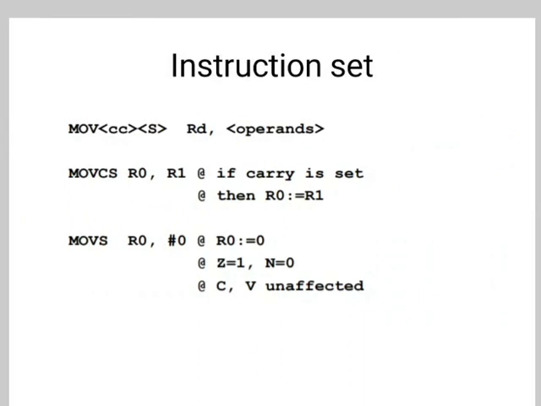So instruction set, next we will see the instruction set. Now here some instructions are given: MOV{cc} Rd, operand. MOVCS R0, R1: if carry is set, then R0 is equal to R1. MOV R0, #0, that is R0 is equal to 0, so the value 0 will go into the register R0.